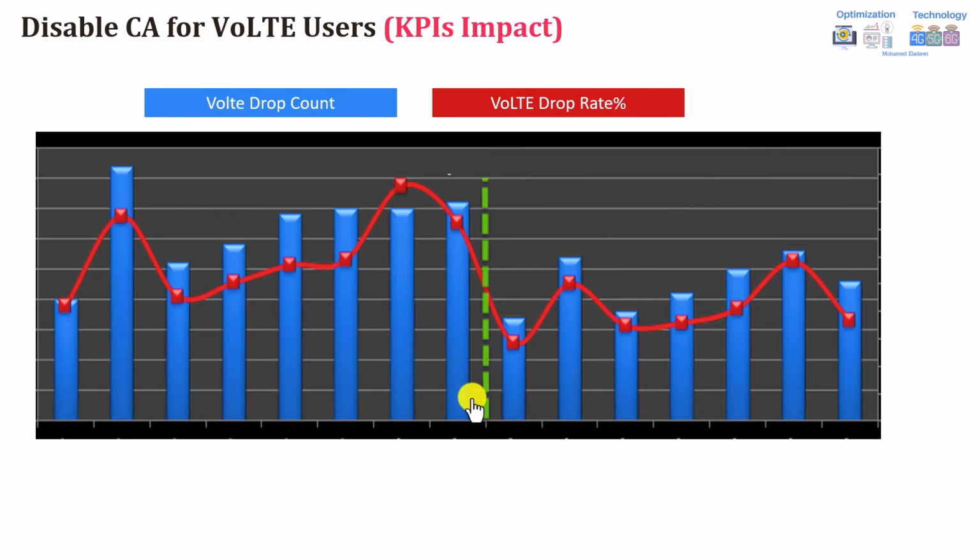This was showing an impact from one of the networks. For example, you can see this simulation from one of the networks. As you can see, there is a good improvement of VoLTE drop rate after the carrier aggregation was disabled. You might not see the same if you implement it in your network. This depends on the network situation in general, user location, and many other aspects, for example how many carrier aggregation carriers you have in the network. But in general, it is recommended to disable carrier aggregation for VoLTE users. So let's move to the next feature.